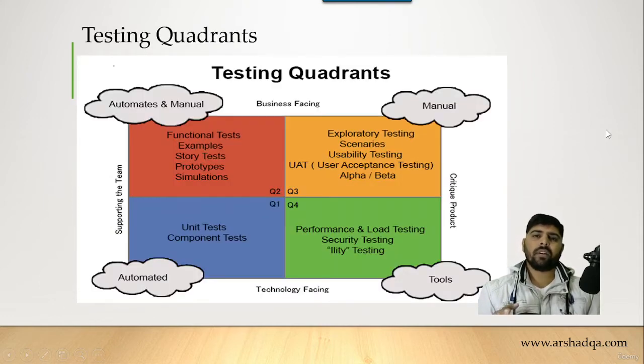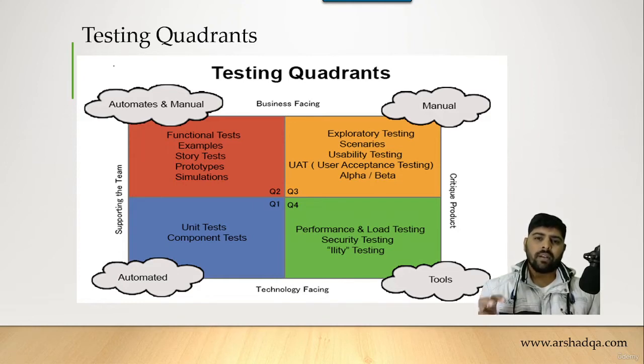So when we talk about the testing quadrants, we divide them into 4 quadrants. Quadrant 1 is about unit tests and component tests. In this quadrant we do unit level automation. Usually developers do that because they write the code and they write the unit level tests. This is the technology facing quadrant.